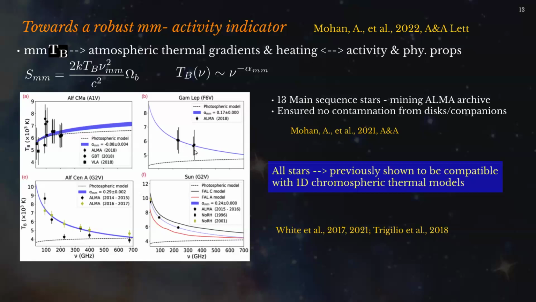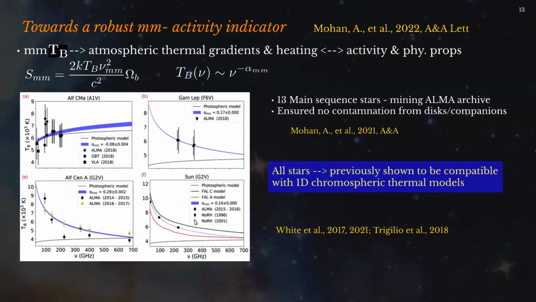So we see that there is a systematic rise in the temperature. And so what we did is we can then characterize this temperature gradient using millimeter spectral indices, right? So that's what we did using this parameter called alpha mm, which characterizes the millimeter thermal gradients in the active atmospheres of the stars across the main sequence.